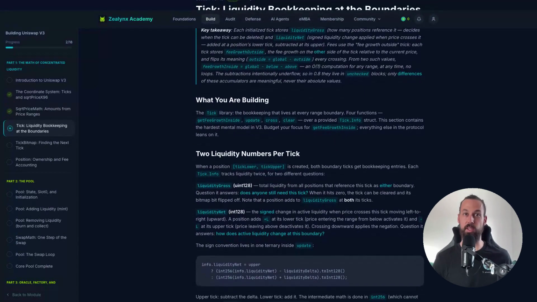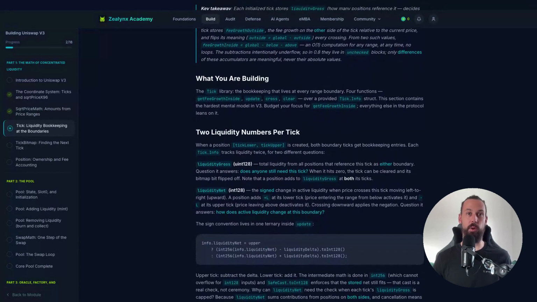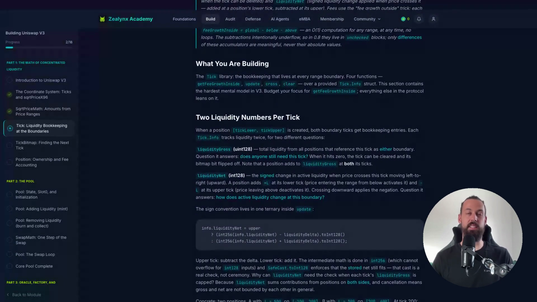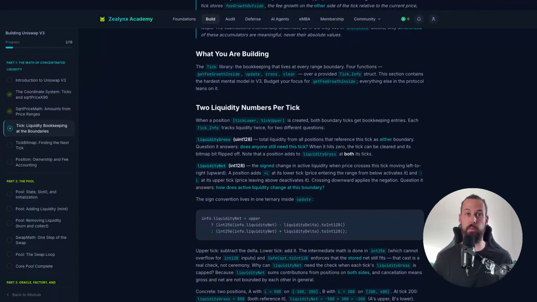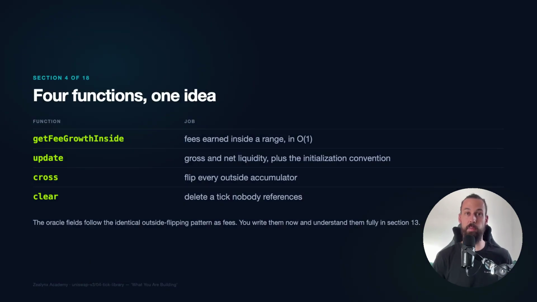No loops, no history. That's the fee growth outside trick, and it's the single most confusing thing in Uniswap V3. It's also, once it clicks, the most elegant. This is section 4 of Building Uniswap V3 on the Zealynx Academy. Before the fees, though, the simpler half.